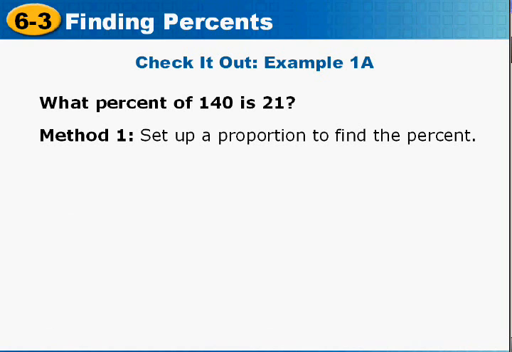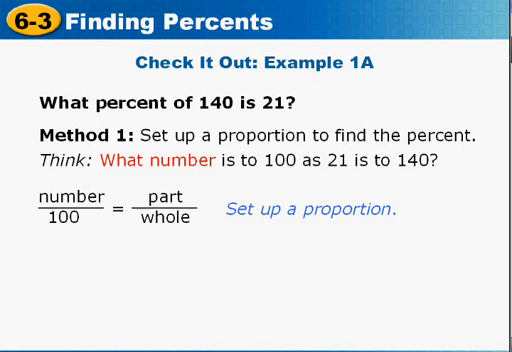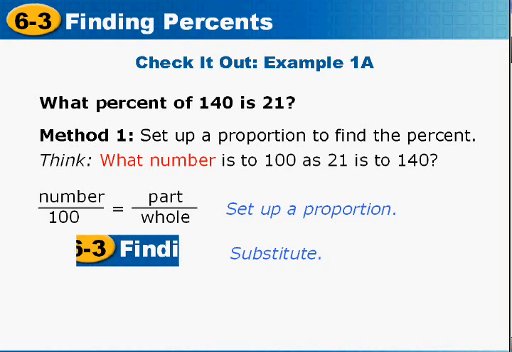Alright, method 1. Set up a proportion to find the percent. This is for those of you who set up a proportion. If you didn't, go ahead and move the key over to method 2. Think, what number is to 100 as 21 is to 140? What number is to 100, so P over 100, is as 21 is to 140, so 21 out of 140, whenever we go to substitute.